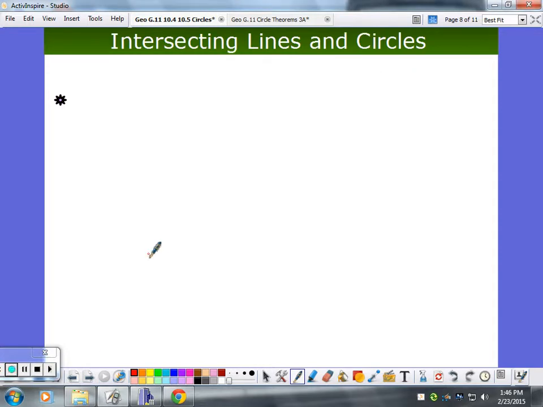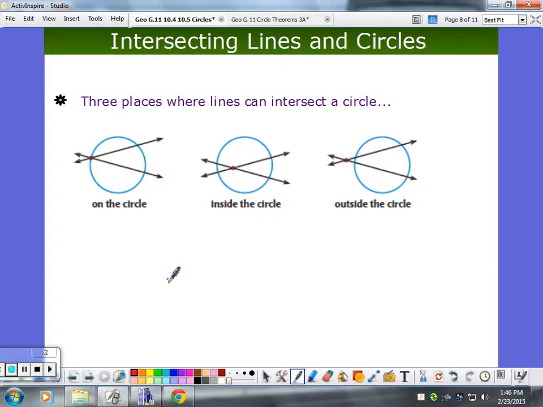Okay, last bit. Intersecting lines and circles. When you have intersecting lines in a circle, there are 3 different ways to think about what might happen. You might have an intersection on the circle. You might have an intersection inside the circle. And you might have an intersection outside the circle. Based on these 3 situations, we're going to find the angle measures. Basically we want to find what's this angle, what's this angle, and what's this little angle over here.